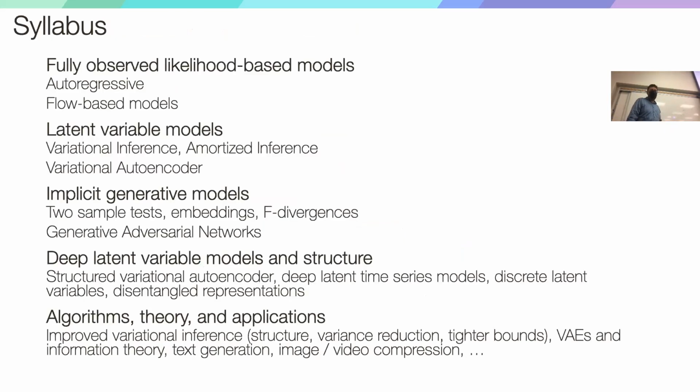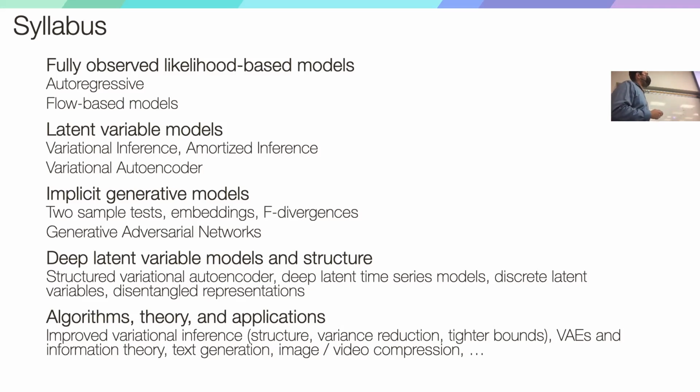Yeah. So this is roughly what we want to talk about in this course. There's quite a lot. So we'll first start with fully observed likelihood-based models. Those are models that have no latent variables that I talked about before. So there's no Z. We only directly model the probability distribution in image space. Some of them are called autoregressive models, but we also talk about so-called flow-based models, so normalizing flows.